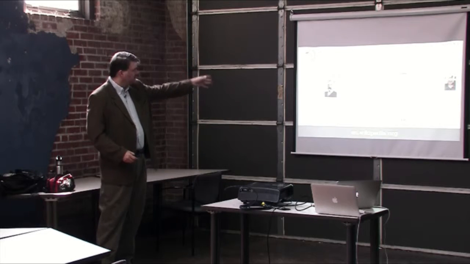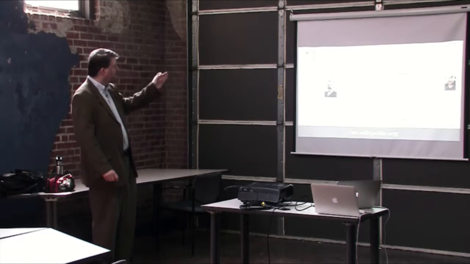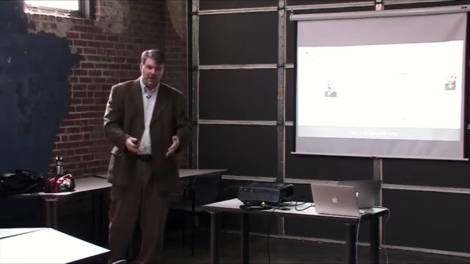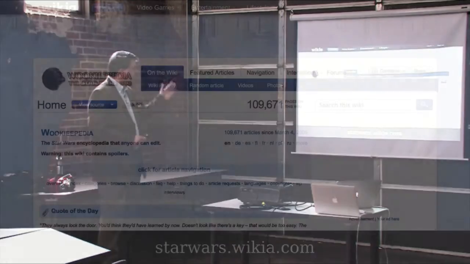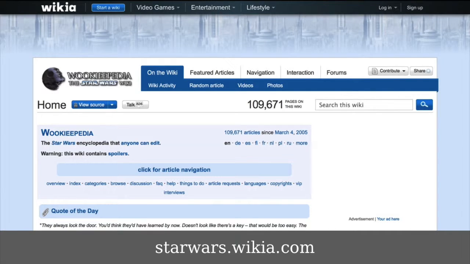Millions of articles. This is just the English Wikipedia, and there are 4.4 million articles today. Tomorrow that number will go up substantially, as it does every day. But there's more than just that for wikis. You can have Wikipedia, a Star Wars wiki.